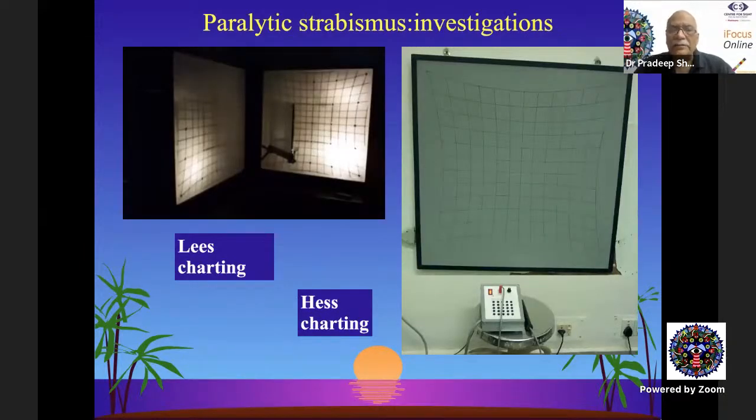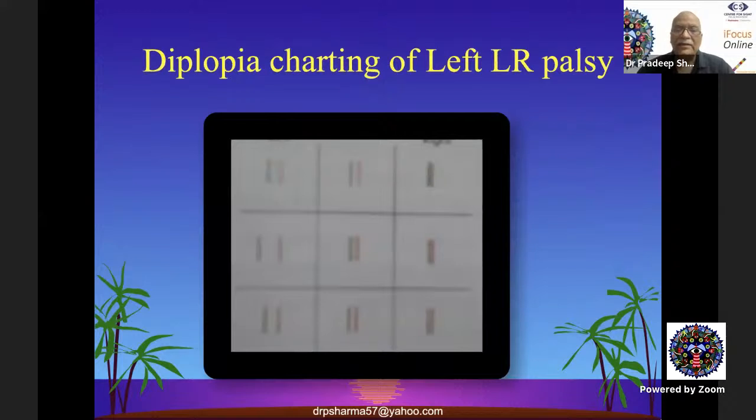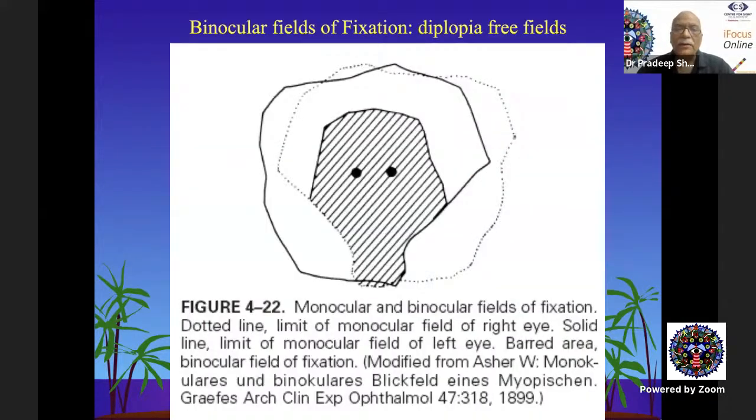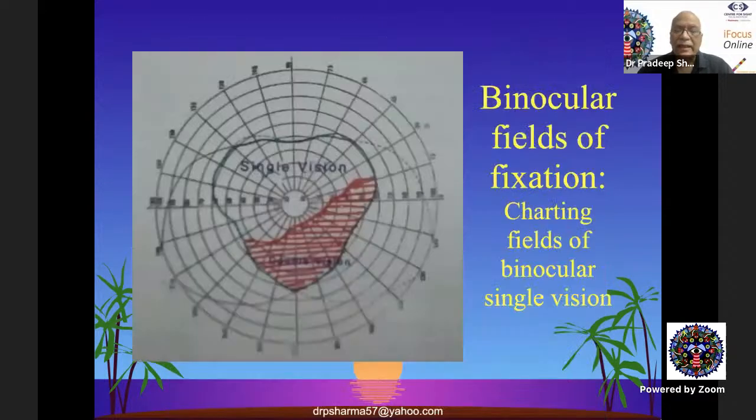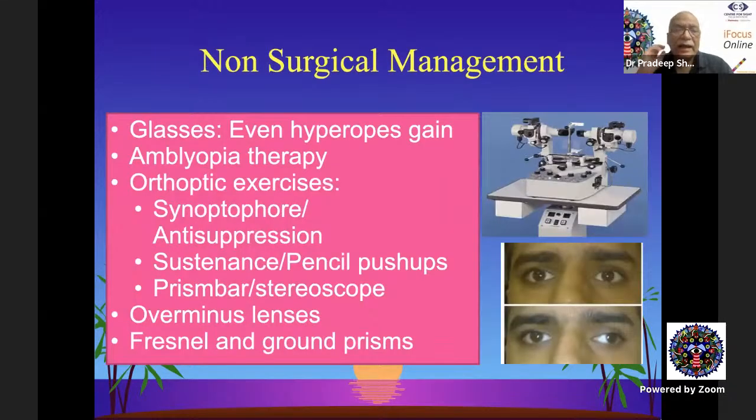We will have a subsequent lecture on paralytic strabismus. So I will not go into details, but just to hint that we have special tests which we'll be doing, like Lees charting, Hess charting for paralytic strabismus, diplopia charting, like in this case of left lateral rectus palsy, or the binocular fields of fixation, the diplopia free fields. Here again, we have the diplopia free fields which have been charted progressively to tell us what is the change which is happening. And then just a glimpse of what we'll be covering in subsequent lectures about the management.